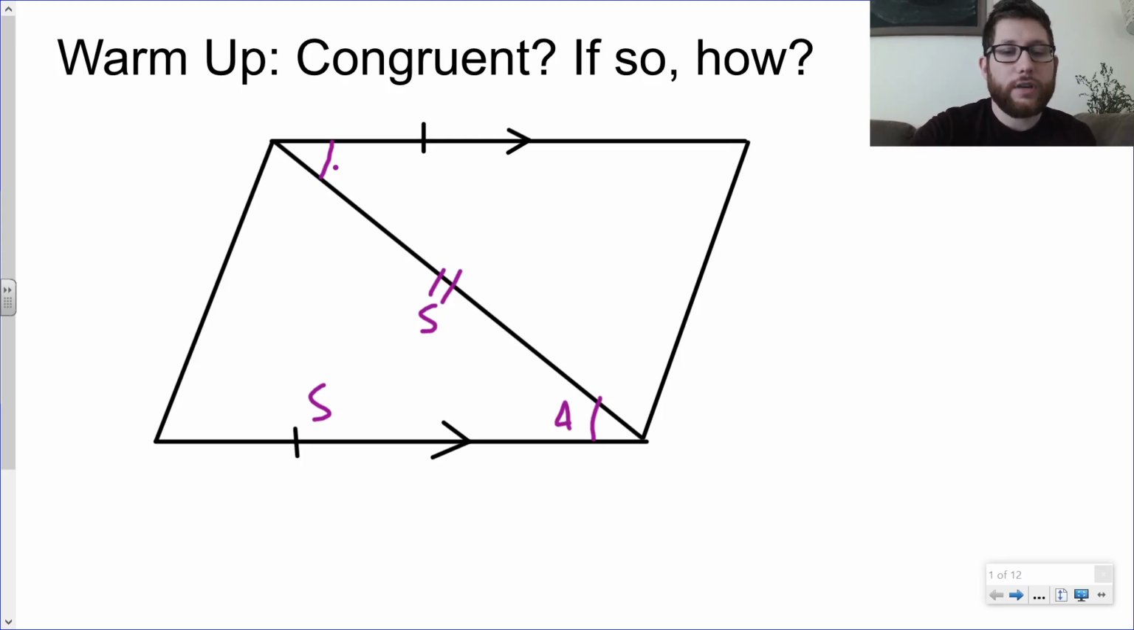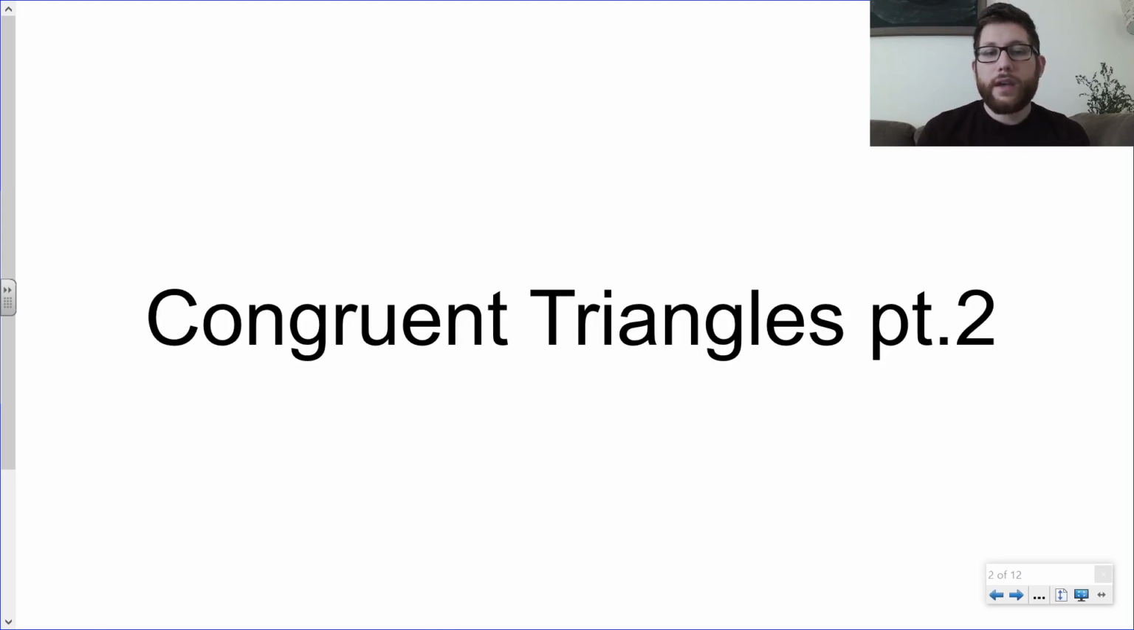So actually here, though I don't have a reflexive side or a vertical angle, I do end up with side, angle, side for congruency. So I would say, yes, these are congruent. I know by side, angle, side. So let's go ahead and jump into congruent triangles part 2.